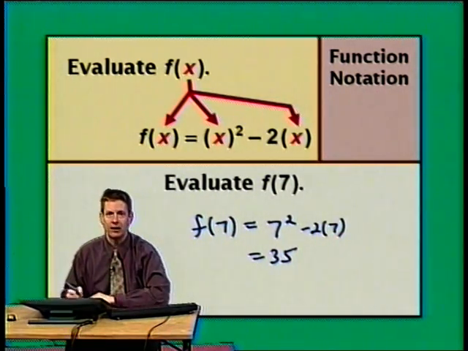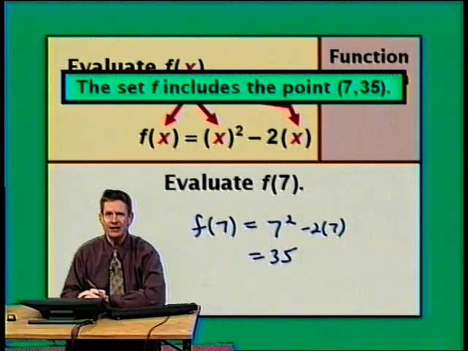What does this tell us? Well, one of the things it tells us is that the set f includes the point 7, 35.